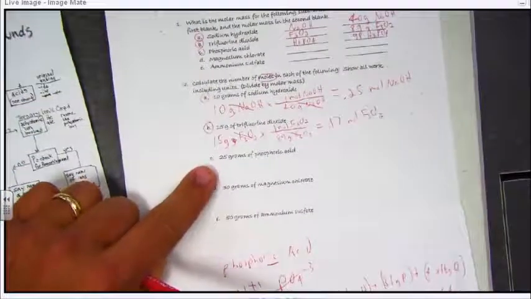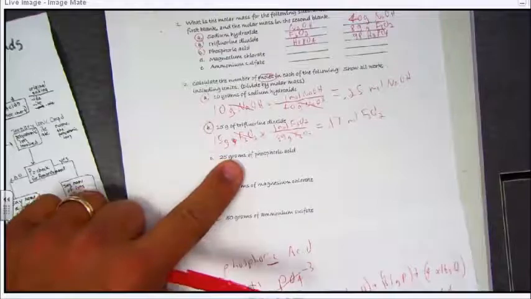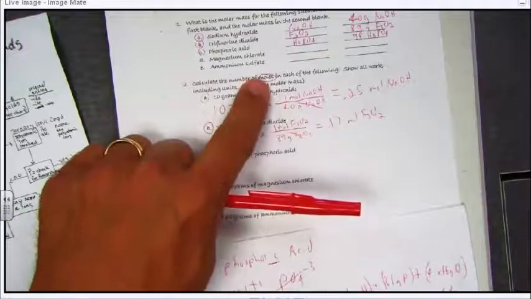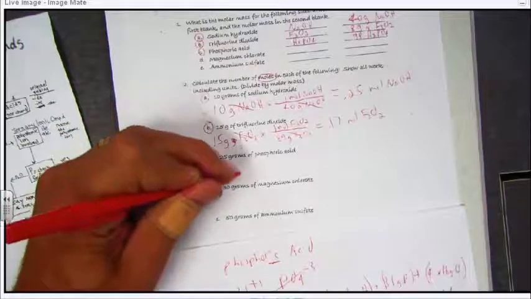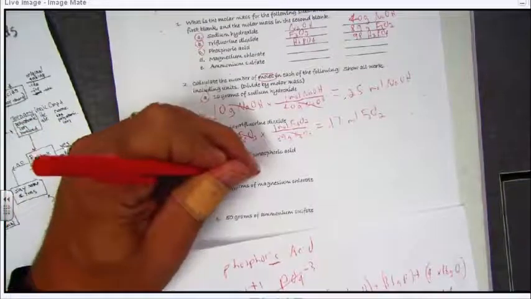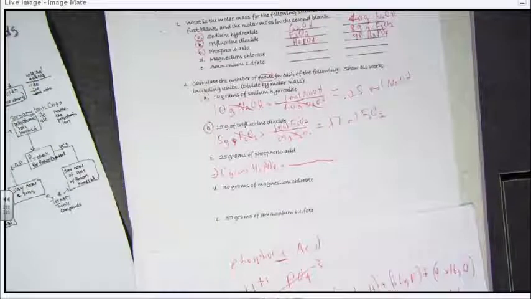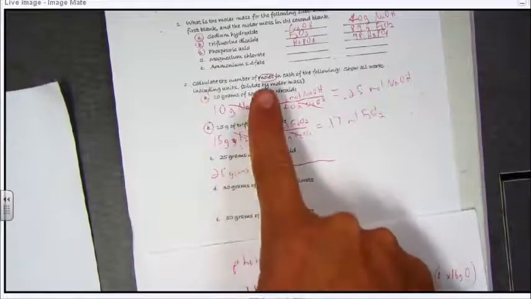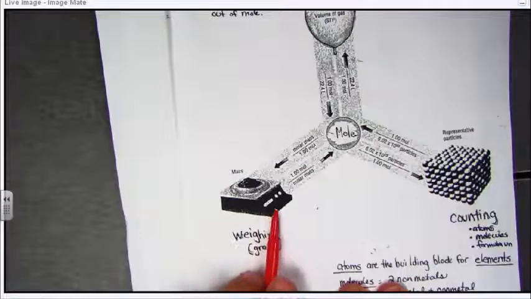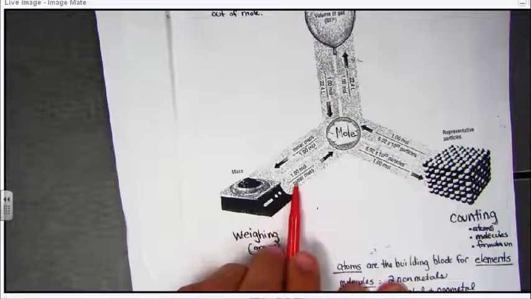Part C, I need to take 25 grams of phosphoric acid and make it into moles, so I'm going to use my mole map. Start the same way, write down what they gave us. This time I use the formula. And get ready to multiply and draw the fraction. According to the mole map, if we need to get from grams to moles, 1 mole goes on top, the molar mass goes on the bottom.